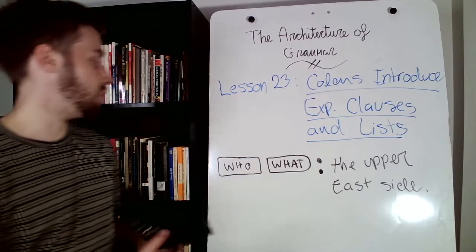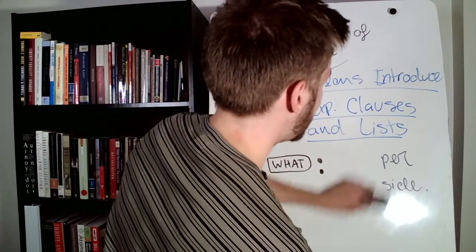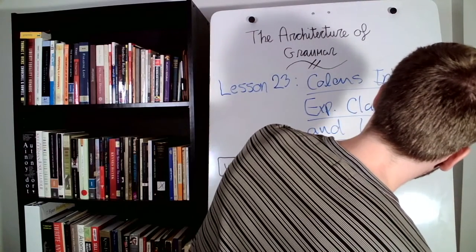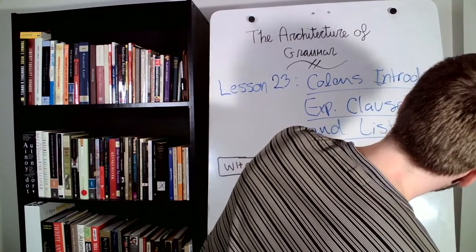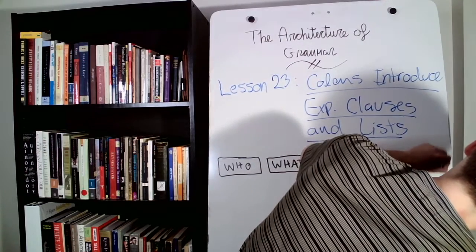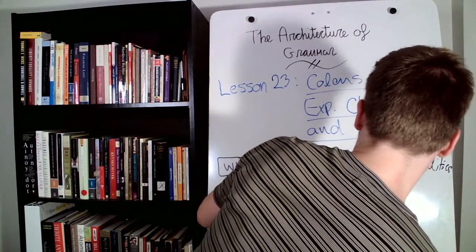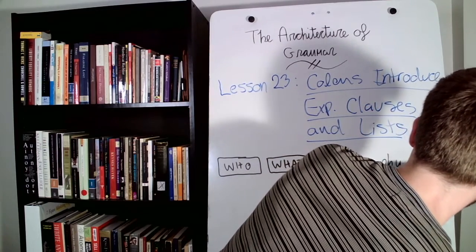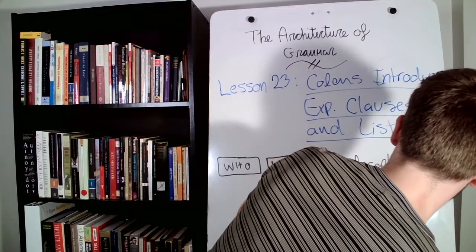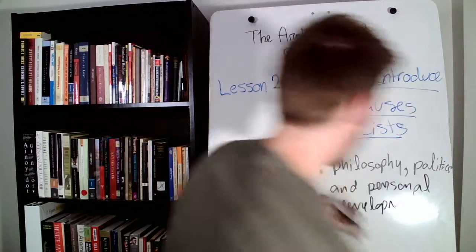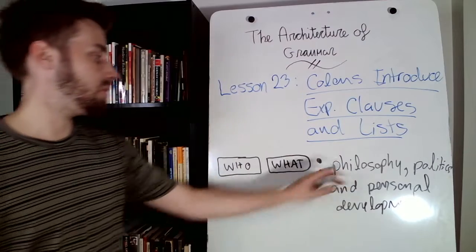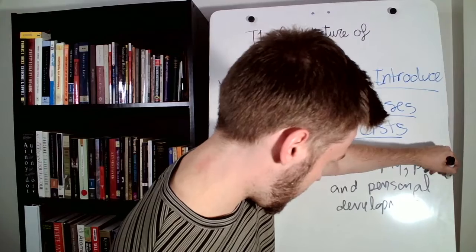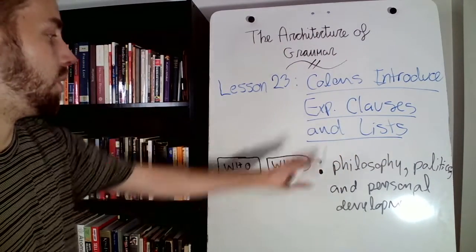And by the way, there is no capital letter. Or the sentence could be Léandre is passionate about three things: philosophy, politics, and personal development. So again, we're just adding, and this is a list. So there are three things: philosophy, politics, if we want to put the Oxford comma, and personal development. That's a list, no capital here.